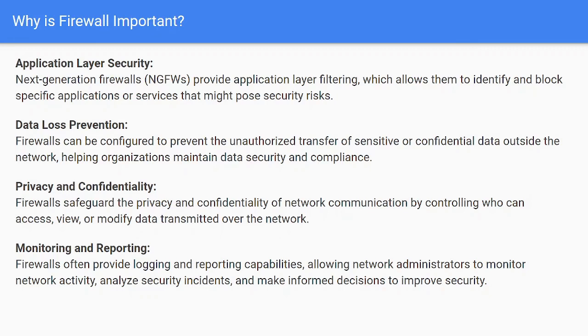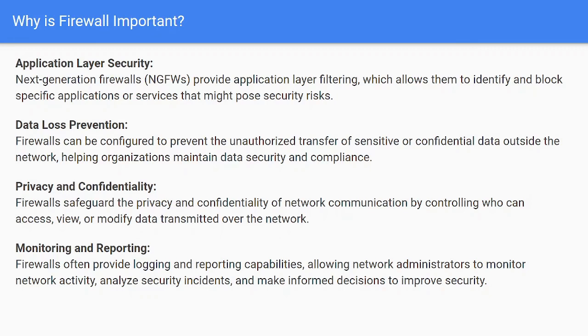And the next one is data loss prevention. Firewalls can be configured to prevent the unauthorized transfer of sensitive or confidential data outside the network, helping organizations maintain data security and compliance. So you can configure your firewall in such a way that if you are transferring sensitive company information or confidential information, it will prevent you from making such a transfer over the network.